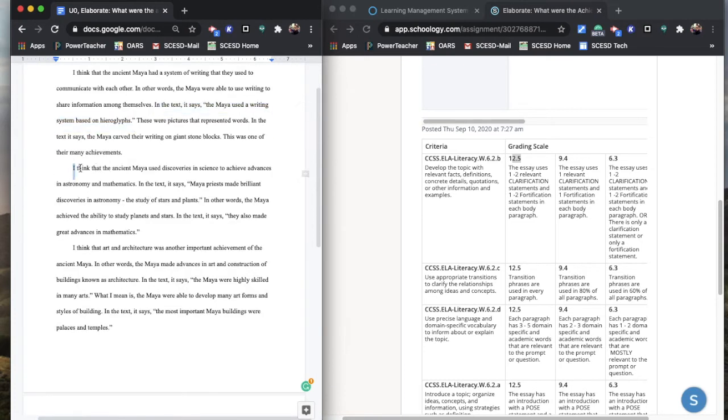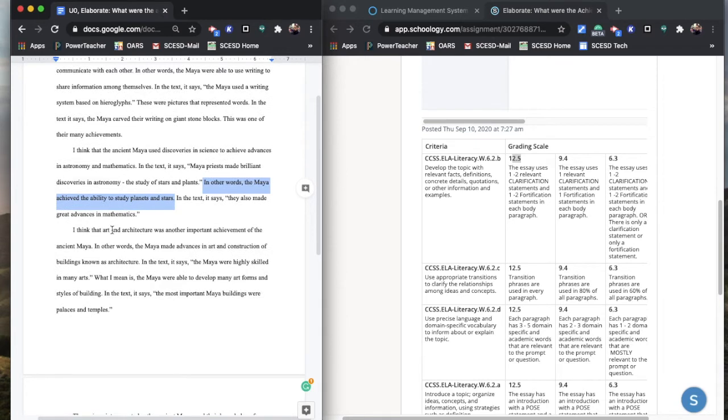Next one, I think that the ancient Maya used discoveries in the sun. That is a pose. Here's a clarify. Oh no, that's a fortification. So we got one fortification. Oh, boom. Here's the clarify. In other words, the Maya achieved the ability to study planets and stars. Perfect. So we got a fortification and there's actually 2 fortifications and a clarification. So we're good on this paragraph.